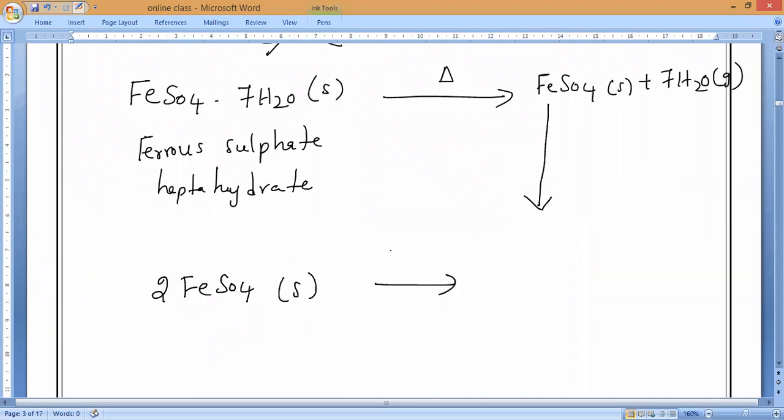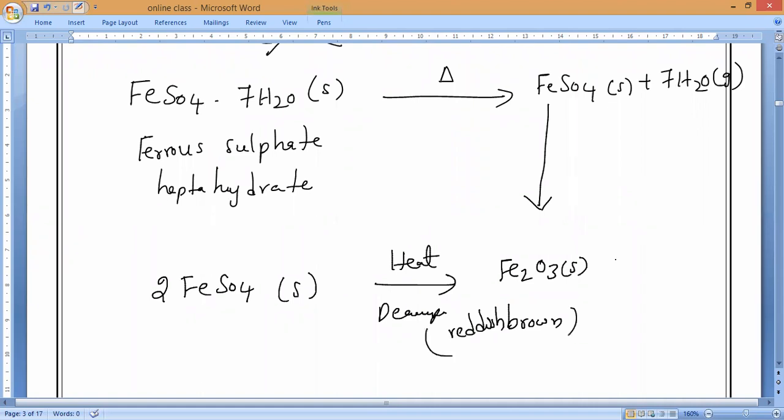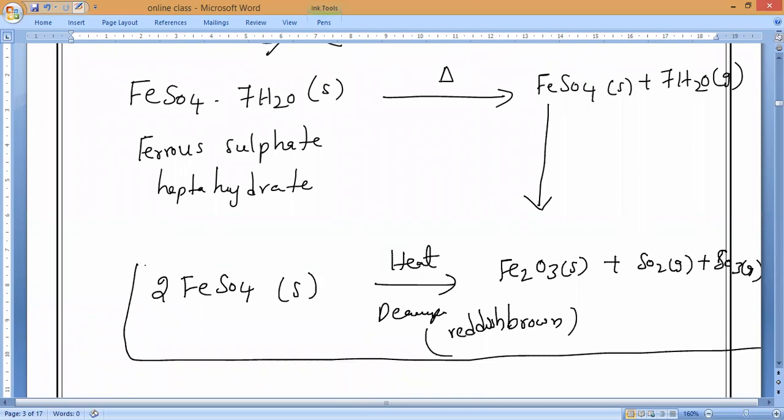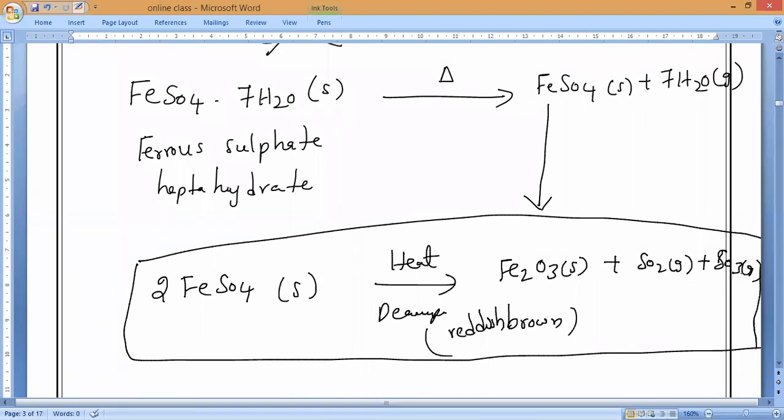FeSO4 will start heating. Understand? Heat, and it will decompose and turn into Fe2O3, which is brown in color. The exact color is reddish brown. Okay, and it will form SO2 gas plus SO3 gas. So the balanced equation is also very important. So 2FeSO4 will give you Fe2O3 plus SO2 plus SO3.